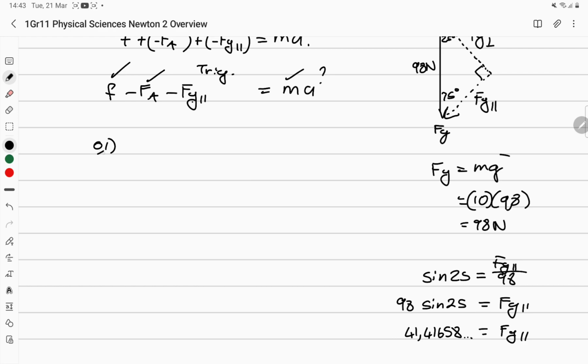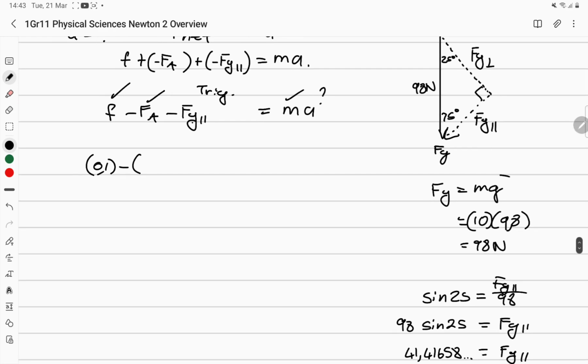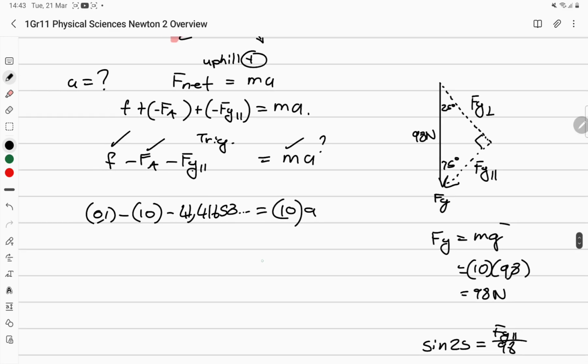So we have F, which was 0, friction was 0.1, the applied force was 10 newtons down, and our FG parallel was negative 41.658, equal to another 10 kilogram object and acceleration there. And we can solve for A. Just type it in your calculator, remember A's and all this stuff divided by that. I should maybe have made A the subject already, but it doesn't matter. We can go this route and we get a value. Okay, so that's how you do those.